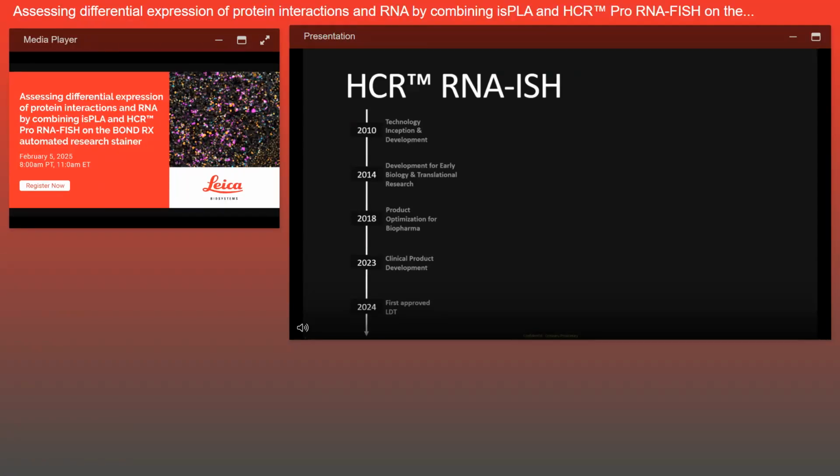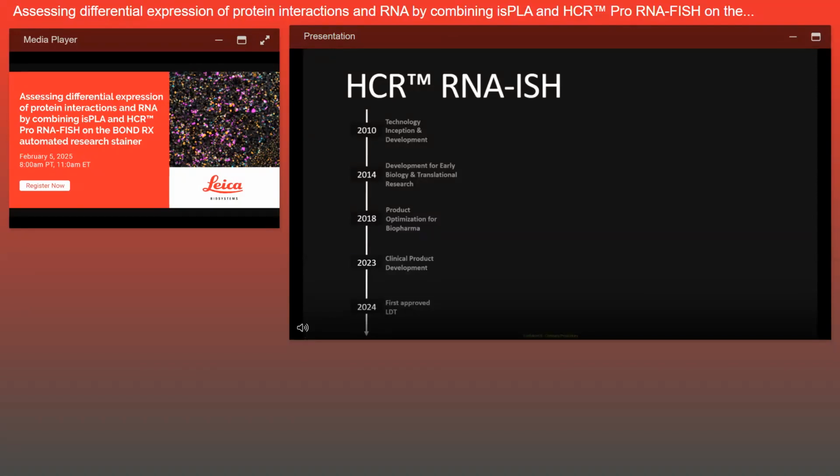So some background to our company. In 2010 is when we conceived of the HCR platform. It was developed by our co-founders at Caltech. During this time, it was being used for a lot of developmental biology uses, both with other collaborators at Caltech, but also other academic institutions across the country.